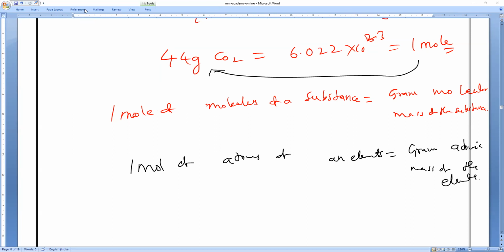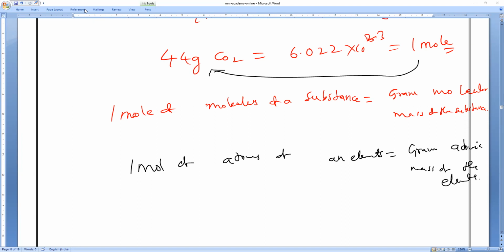Most important statement. Does atomic mass mean the same as gram molecular mass, sir? If you write the atomic mass in grams, that is what we call gram atomic mass. Understood? Is it clear?